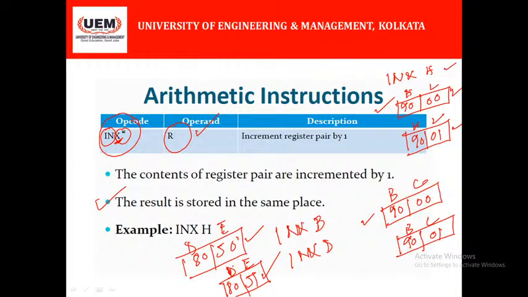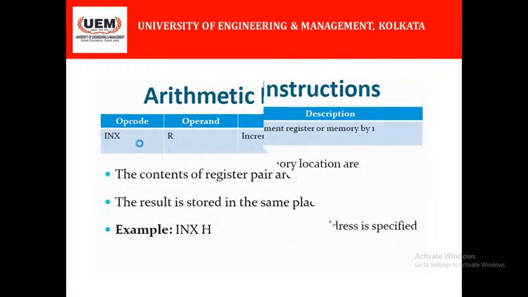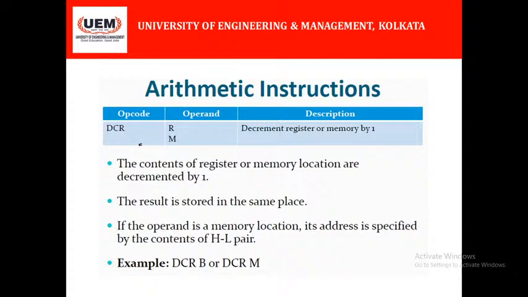INX H, because X is there, it is in indirect addressing mode. Okay, we are incrementing the value of a register pair. Please try to understand, we are not decrementing the value of a register. Rather, we are incrementing the value of a register pair by 1. Okay. After INX, the next instruction is DCR.